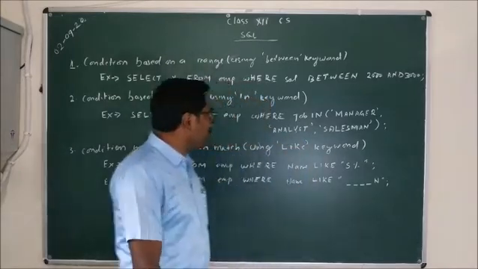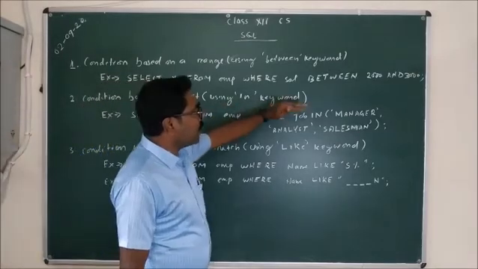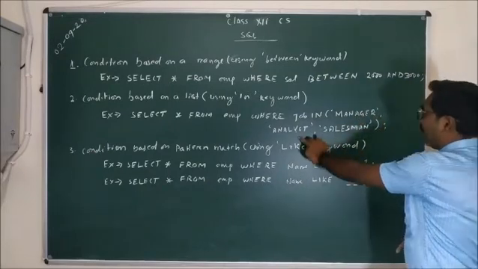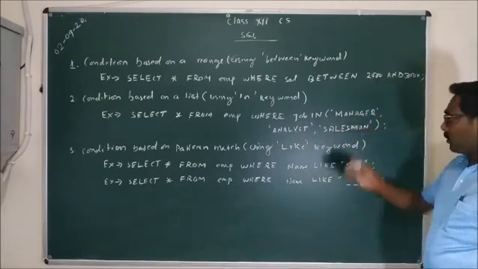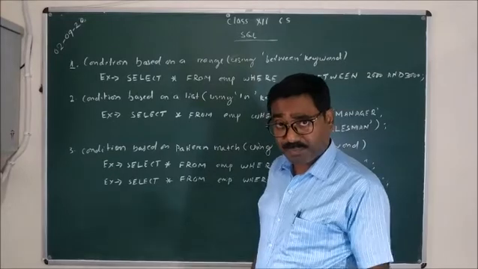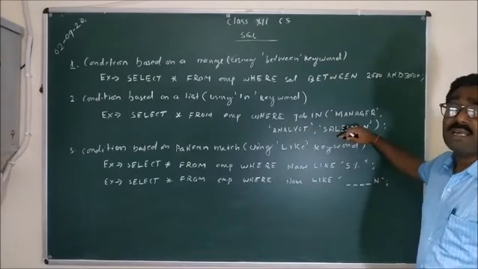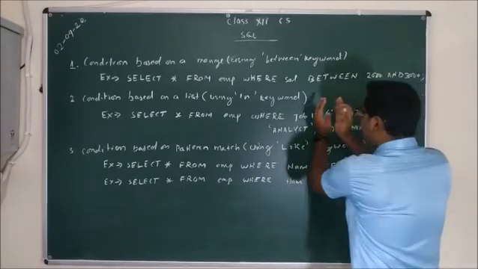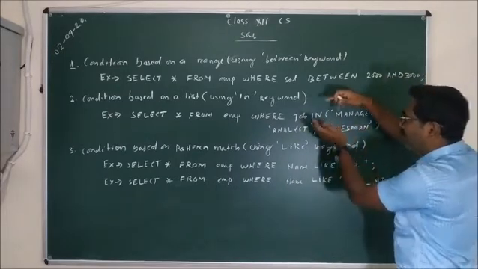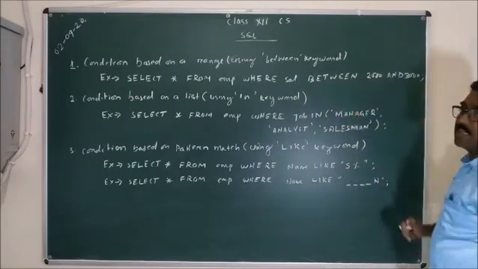So let's go for the example. The example is: select asterisk from EMP where job in, within a pair of brackets, manager, analyst, salesman. When this query is executed, it will display all the records where the job is either manager or analyst or salesman. This is the in keyword used for checking the condition of the job, having values manager, analyst and salesman.